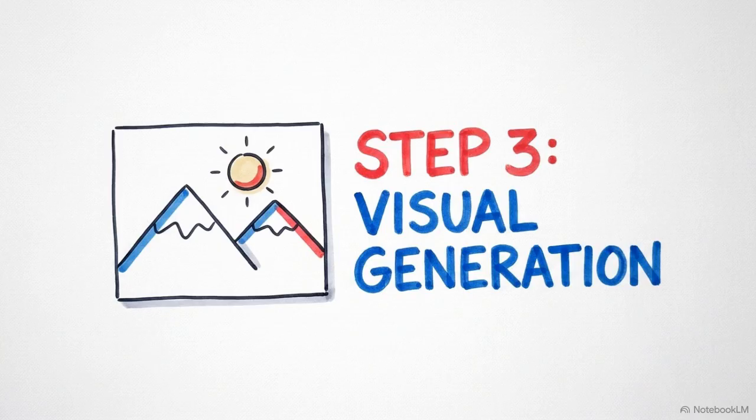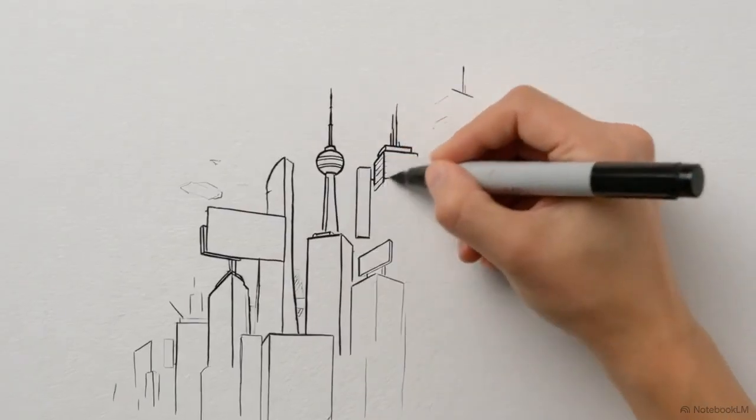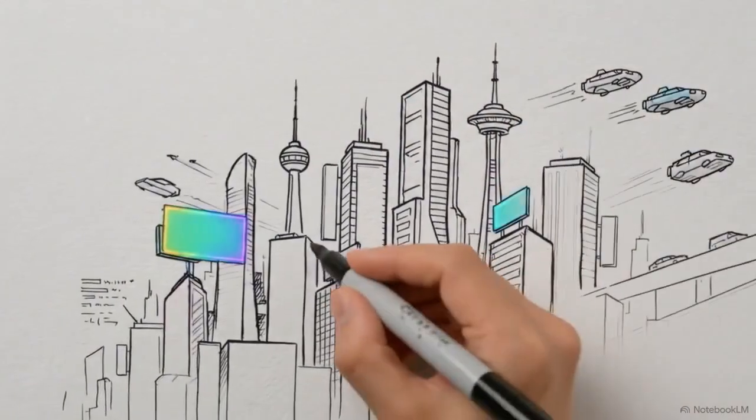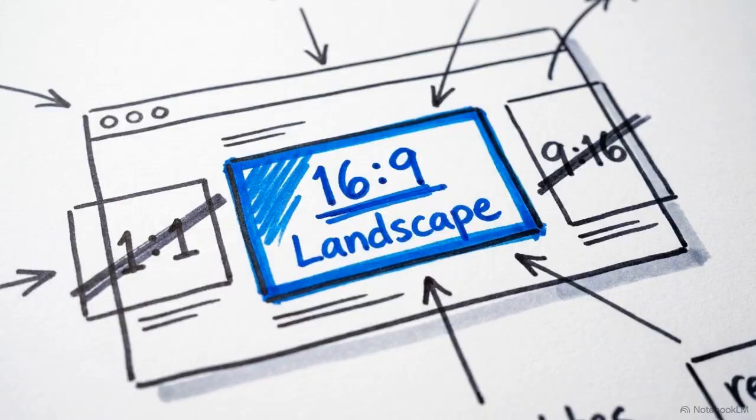Feed your new timestamp document back into ChatGPT. Ask it to read the exact timing of each sentence and write unique visual descriptions for every specific scene block. Take those generated scene descriptions and paste them directly into a free AI image generator like Flow AI. Ensure your output is configured strictly to a 16:9 aspect ratio for standard YouTube video.